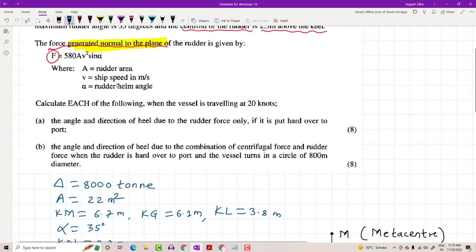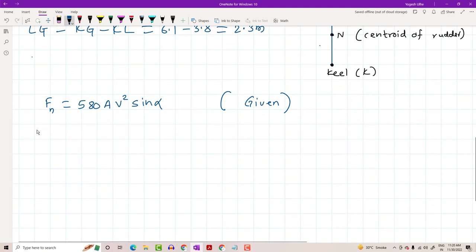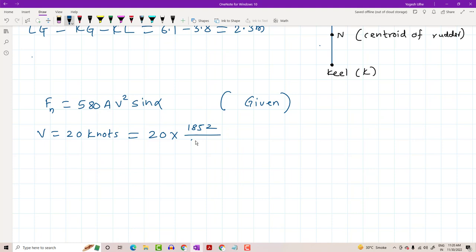Then try to see the scenario. We have to calculate each of the following. When the vessel is traveling at 20 knots, V is what? 20 knots in meter per second: 20 multiplied by 1852 divided by 3600 we will get in meter per second.